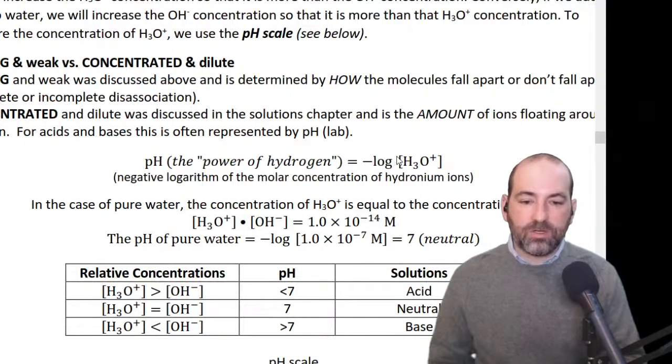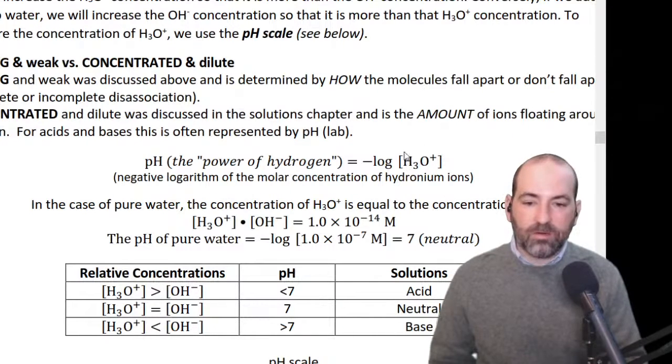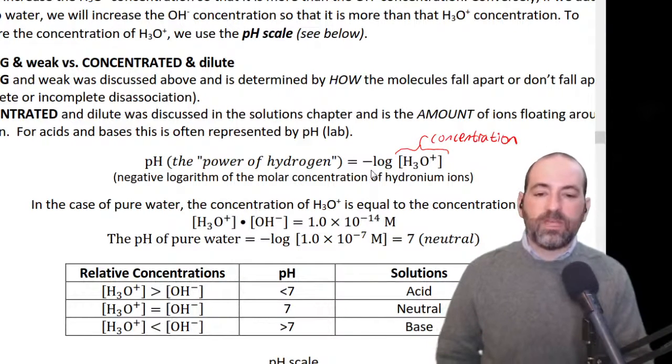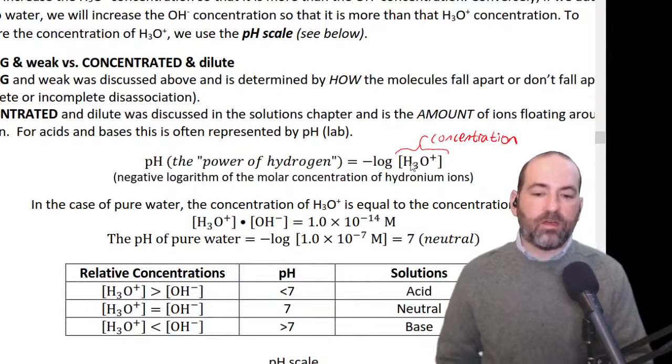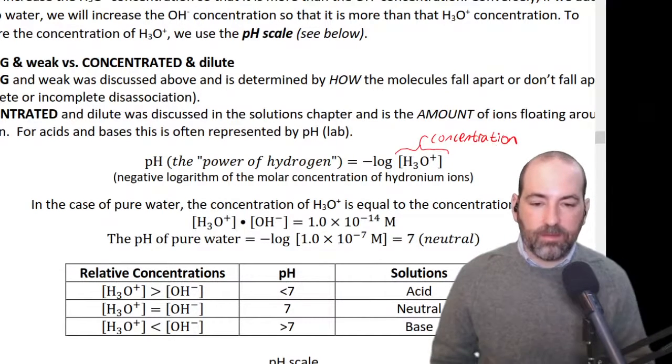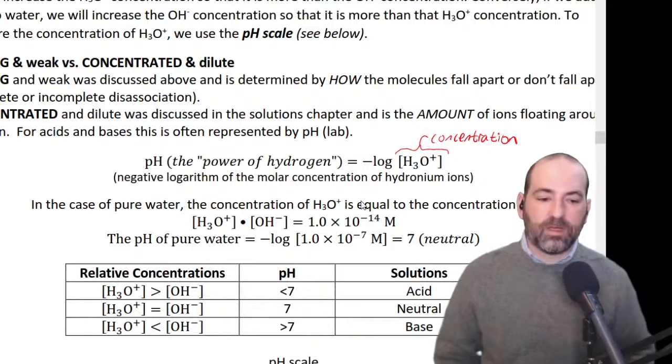I'm going to also introduce a notation here that you might not have seen before. When we put brackets around a molecule like this, we're talking about concentration. So if we take the negative log of the hydronium ion concentration, we get the pH. Now, why does that work? What's going on here with log?